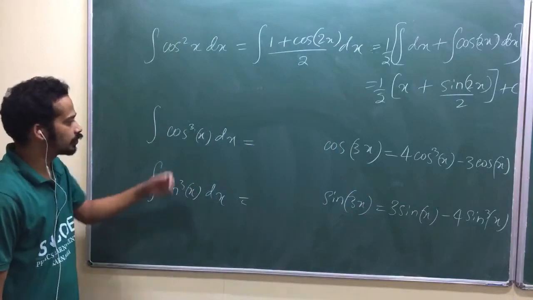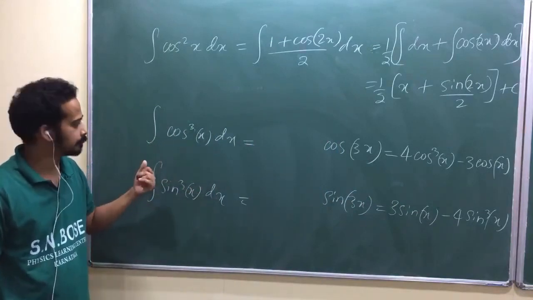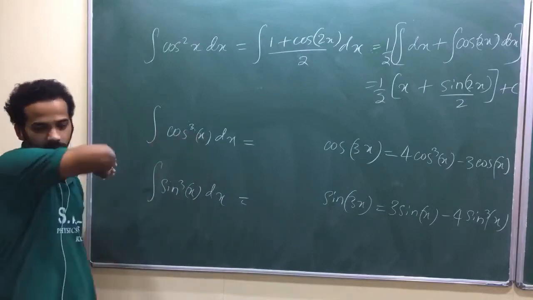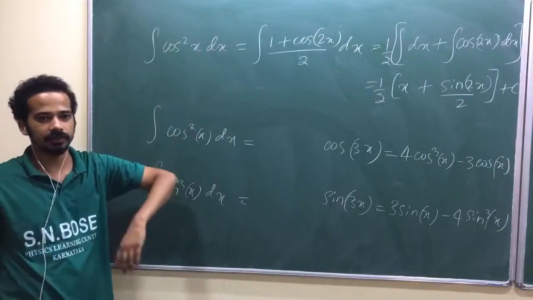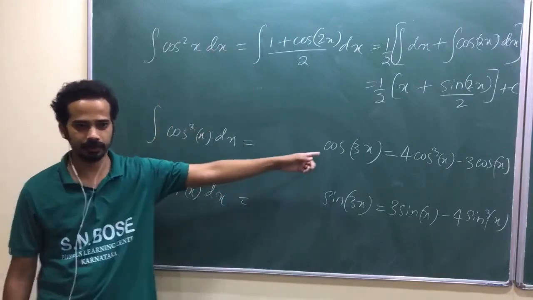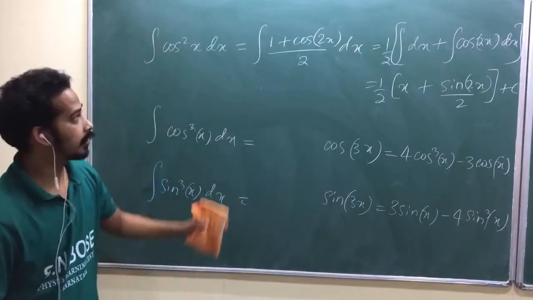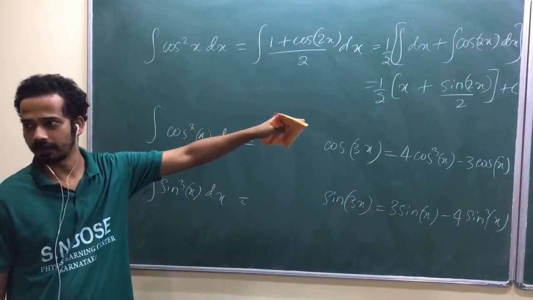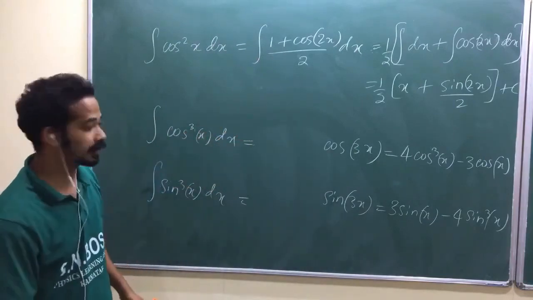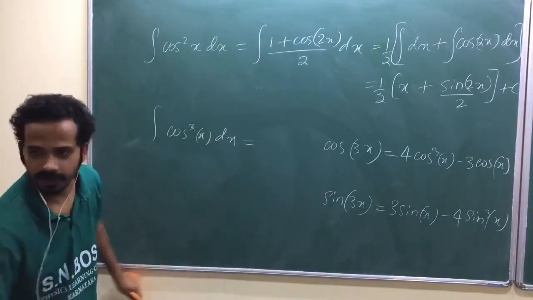The other method is, cos cube x you can write as cos square x into cos x, isn't it? Then cos square x you can convert like this, but then again that will be a little lengthy. You had better remember these two formulas. Again, the cos a into cos b formula will come, and one more trigonometric formula will come. I think substitution is the better way.